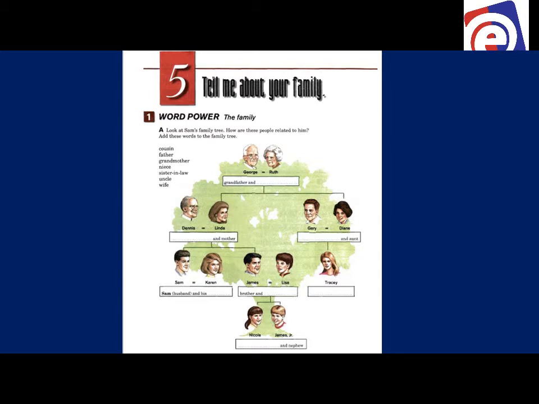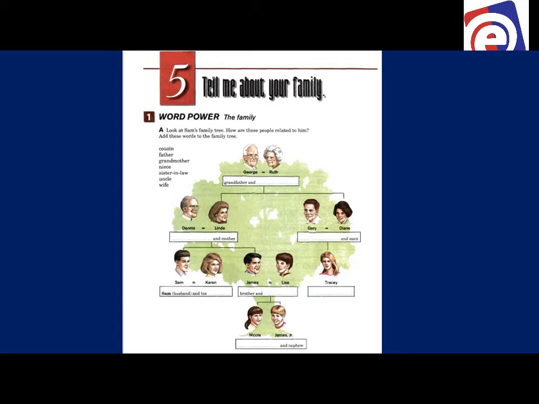And so you have to write in your book. This is why you need a book. You have to write in your book. So you see we have George and Ruth. George and Ruth are grandfather and grandmother. So you write in the box, grandmother. Underneath them, we have Dennis and Linda. Dennis and Linda are father and mother. Then you have Gary and Diane. Gary and Diane are uncle and aunt.